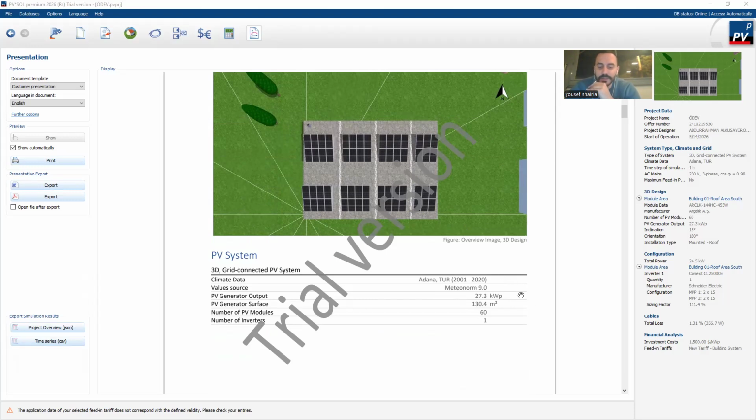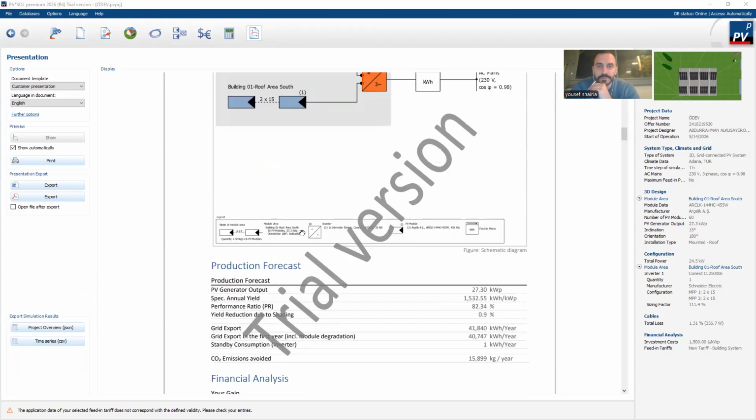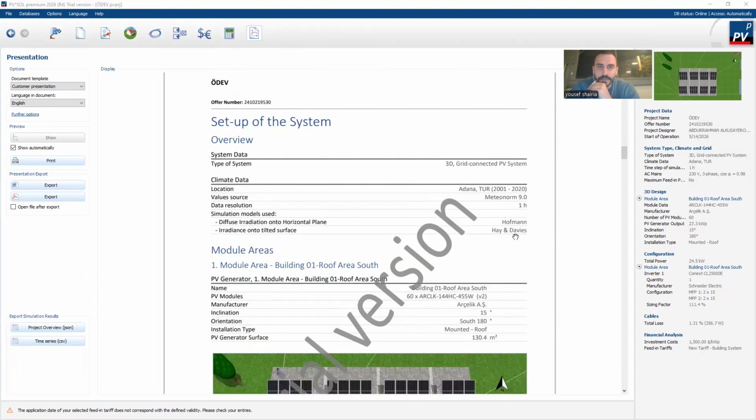The system is a 3D grid-connected PV system with a total installed peak power of 27.3 kilowatt peak, using 60 high-efficiency solar panels and one three-phase inverter. All of these details will be covered in the following sections. I will return to this page later. Right now, let's start with the project setup.